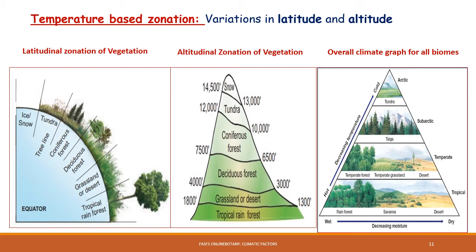The division of the Earth's vegetation zones like tropical rainforest, grasslands, deserts, deciduous forests, coniferous forests, and tundra vegetation is based on temperature as well as precipitation regimes. Similarly, altitude also affects the temperature values which determine the vegetation pattern.